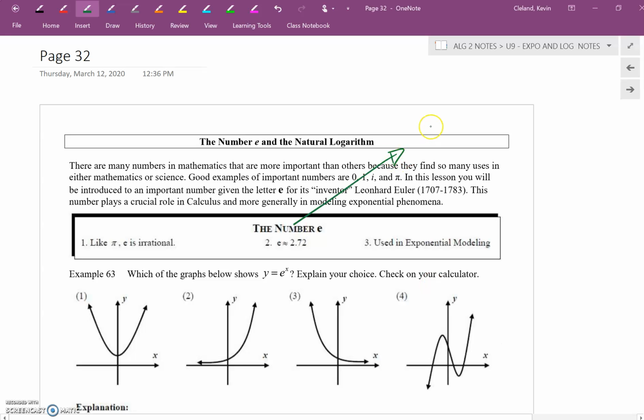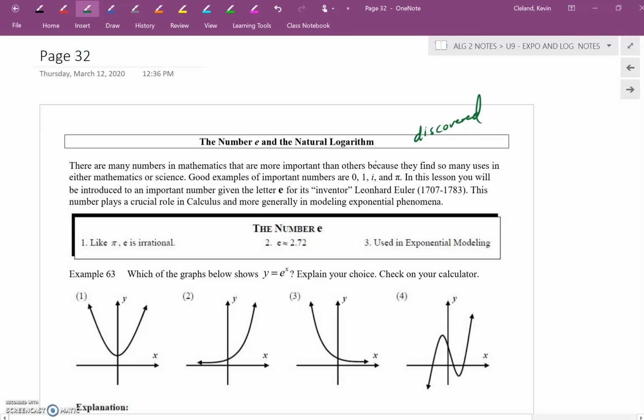Leonhard Euler. Is math invented or discovered? It's an age-old debate. I would say it's discovered because we're finding ways to model our universe with symbols and representations. But that's neither here nor there.